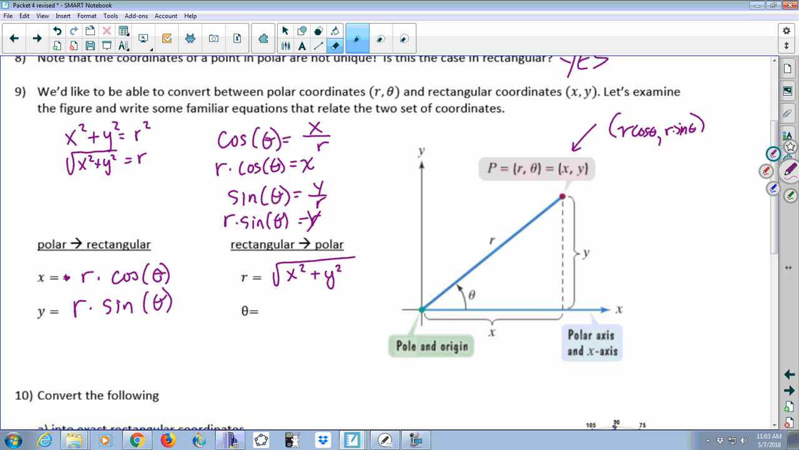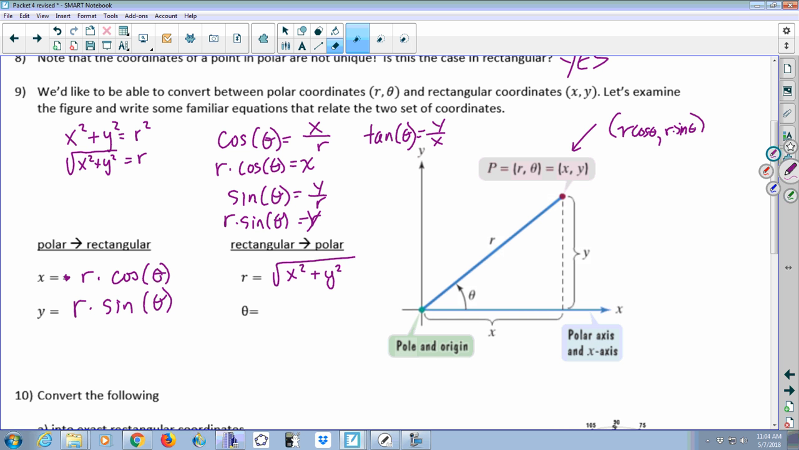And also, let's not forget our tangent. The tangent of theta is the slope of this line segment. It's sine of theta over cosine of theta, and it's also simply y over x. So all three of our trig functions can be used here. The cosine and sine to get x and y, the tangent of theta could be one of the ones we use to find theta itself.